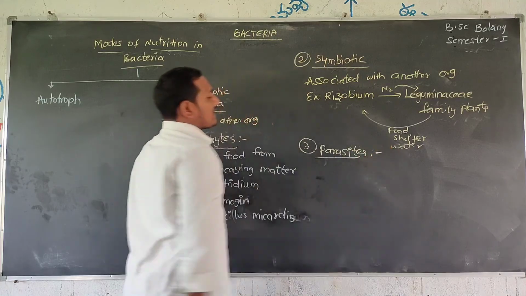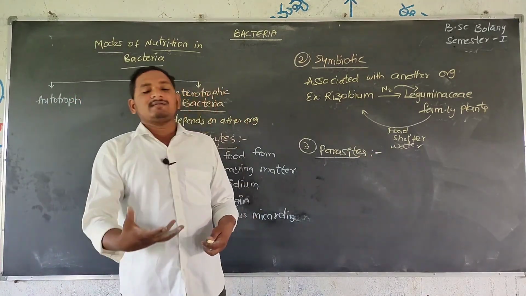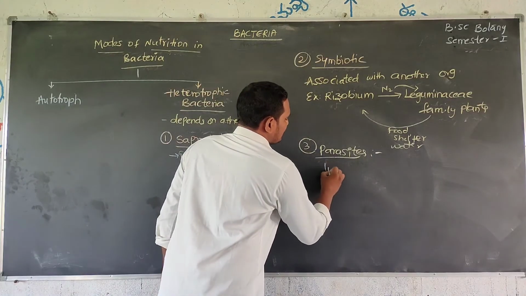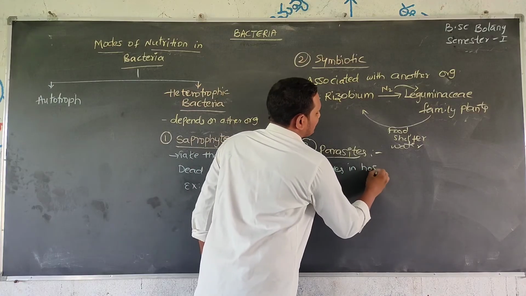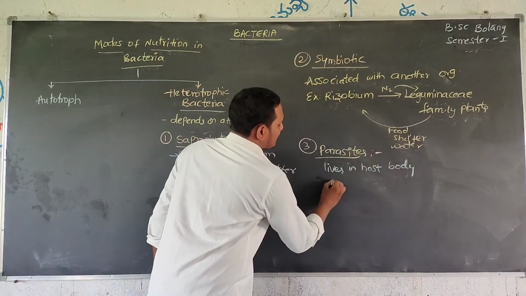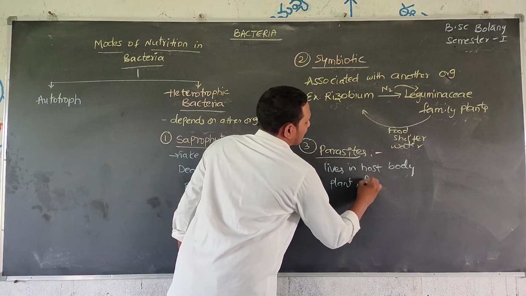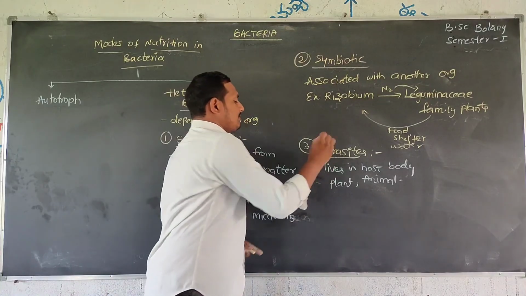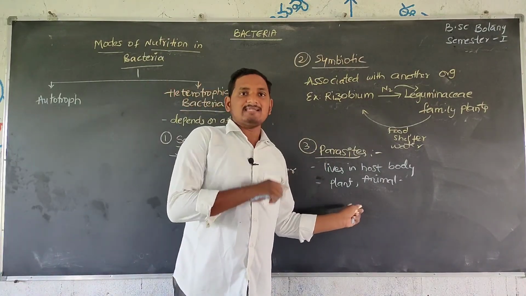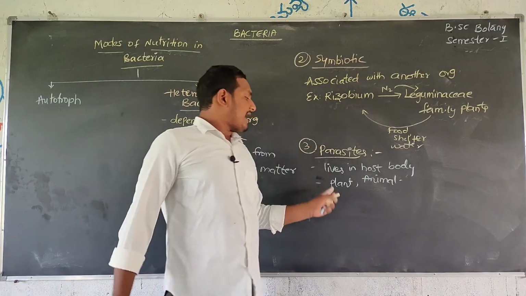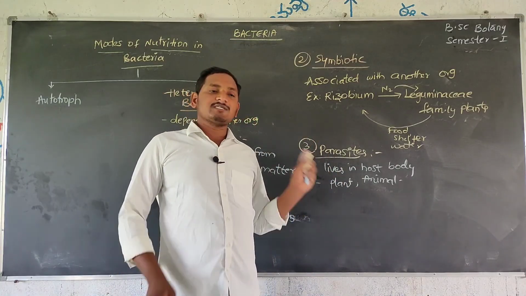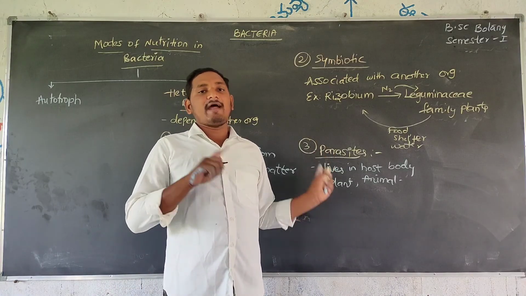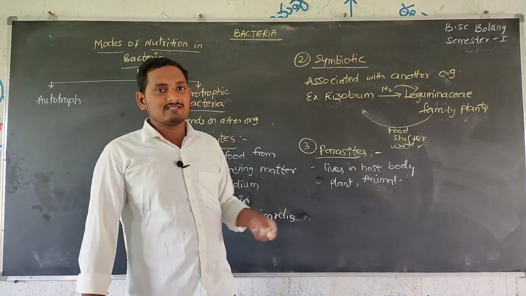Parasites. This bacteria mainly enters into the body of the host, so it lives in the host body, either plant body or animal body. It means plants and animals are the host for them. Plants and animals provide food and shelter to this parasitic bacteria. Parasitic bacteria take up the shelter and food from host organisms.